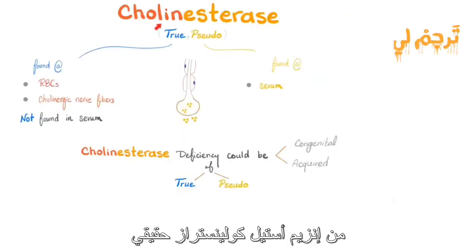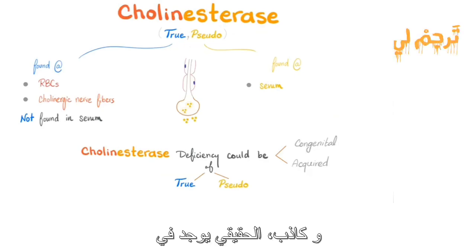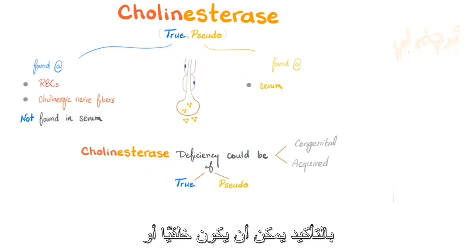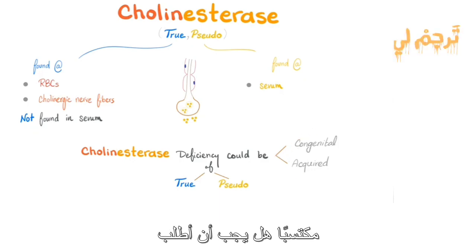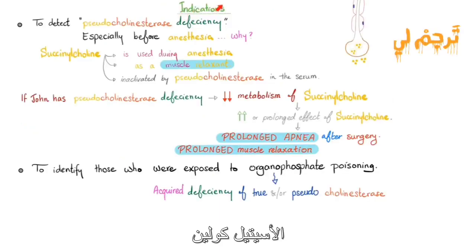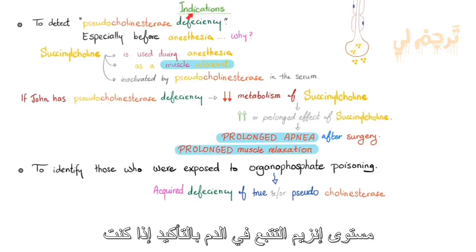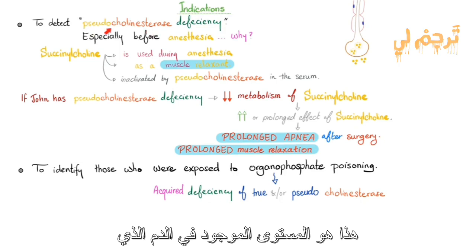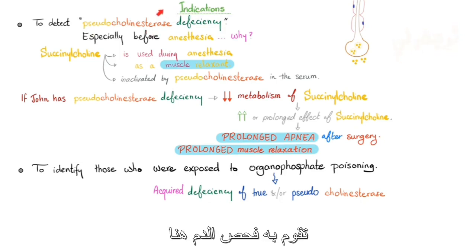You have two types of the acetylcholinesterase enzyme, true and pseudo. The true is found at red blood cells and cholinergic nerve endings. How about the pseudo? The pseudo with the P is in the plasma with the P. Can I have deficiency of this enzyme? Absolutely. It could be congenital or acquired. Should I order the acetylcholinesterase enzyme level in the blood? Sure, if you want to detect the pseudocholinesterase deficiency. Why pseudo? Because this is the level that's in the blood. You're doing a blood test here.